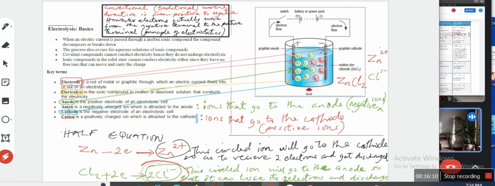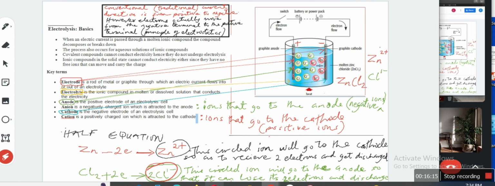See this chlorine ion. It is negatively charged, is it not? For it to become discharged, it has to lose the excess electron it has. Did you hear what I said? It has to throw away the excess electron it has. So hasn't it been oxidized? So it becomes oxidized at the anode.